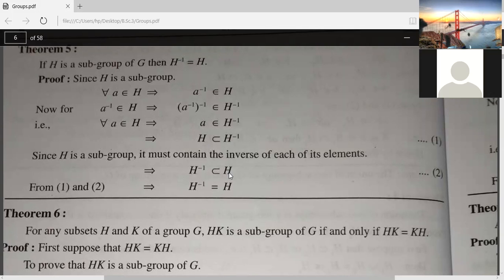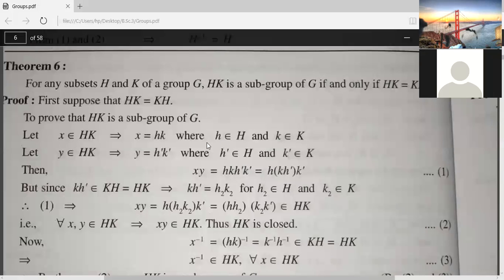Now already you know if A is a subset of B and B is a subset of A, then you can write A is equal to B. By using that one, here you are writing H inverse is equal to H. Actually here you have to put H inverse equal to H, but here you are taking A is a subset of B and B is a subset of A, then you are writing A is equal to B.